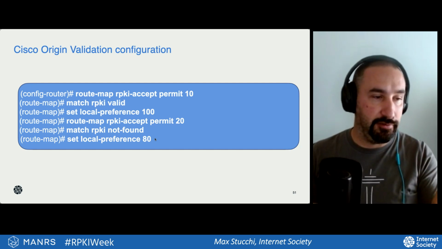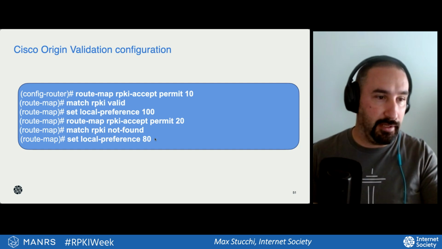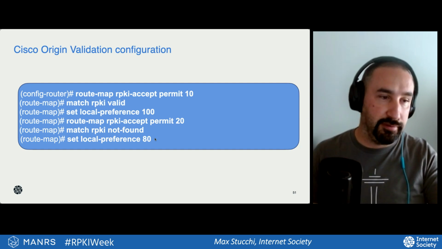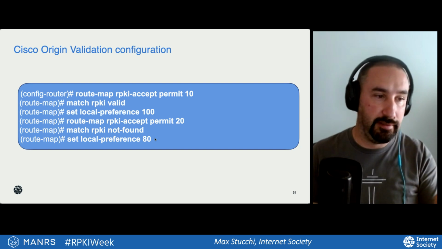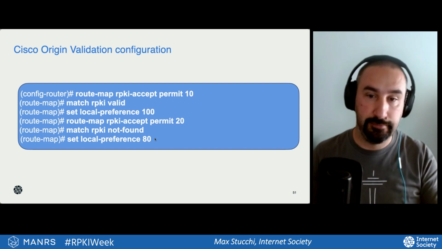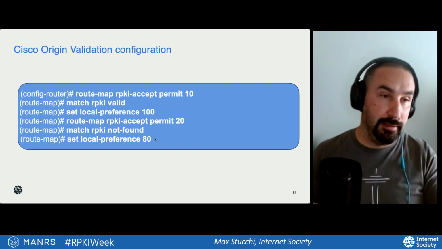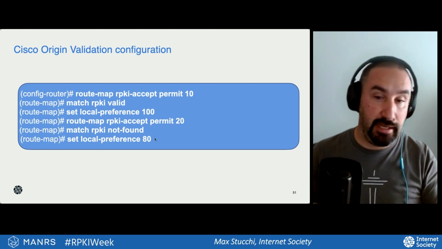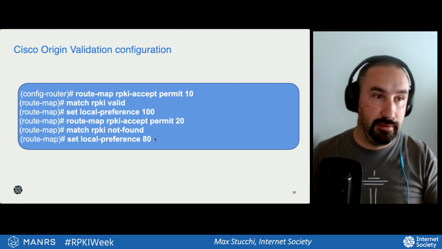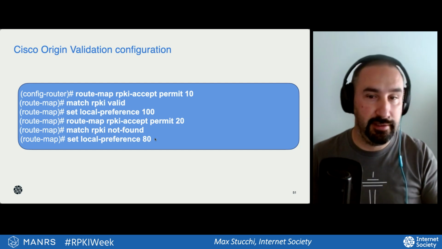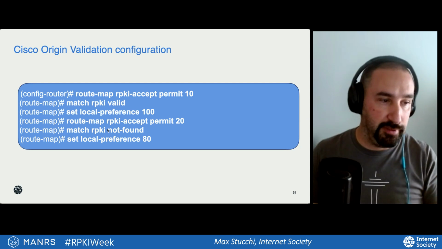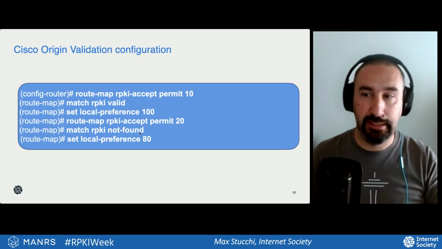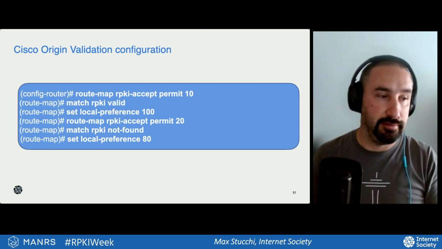What we do here is we get to accept both the valid and not found. We are not creating any specific entry for invalid, because we just say discarded. The final situation is that all the matches with RPKI invalid, they will be discarded, and that's what we want to do in the end.